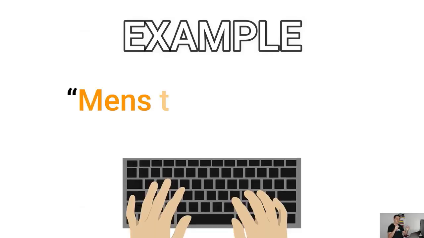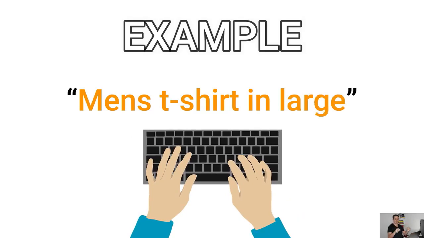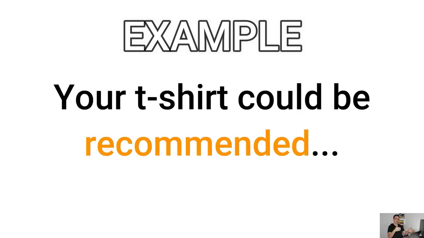So a customer could be searching for something on Amazon, they could type in men's t-shirt in large, and your red t-shirt, which might be a medium for all we know, I don't know if you've got any variations to it or not, your t-shirt could be recommended to that person because they are simply looking for a t-shirt, and Amazon thinks, well, you are selling t-shirts, granted it's a red t-shirt, but because you put a broad match, this customer might be interested in your particular product.